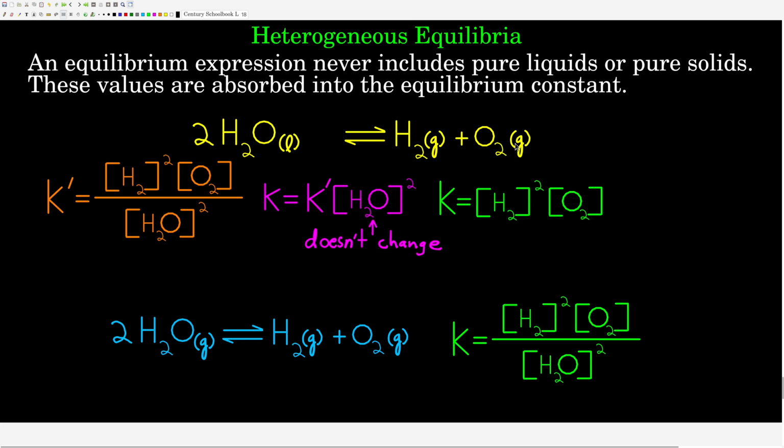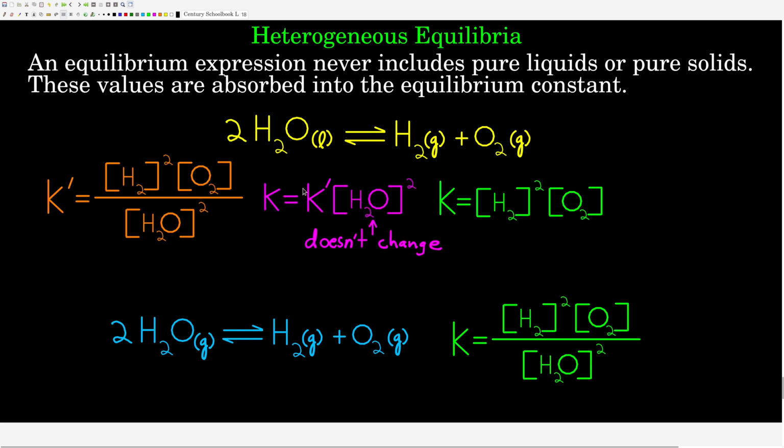Okay, heterogeneous equilibrium. This means an equilibrium reaction where everything is not in the same phase. So, for example, the decomposition of liquid water to make hydrogen gas and oxygen gas, if that's an equilibrium, then this is a heterogeneous equilibrium because we have liquid and gas. It could be solid, liquid, solid, gas, etc. The important thing to remember is that when you have a heterogeneous equilibrium, anything that's a solid or a liquid does not appear in the equilibrium expression. We do not write it.